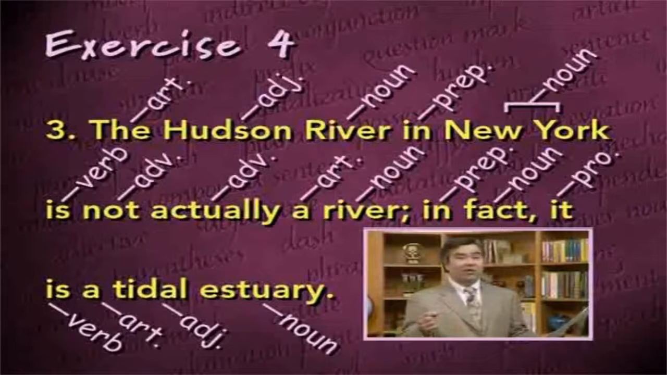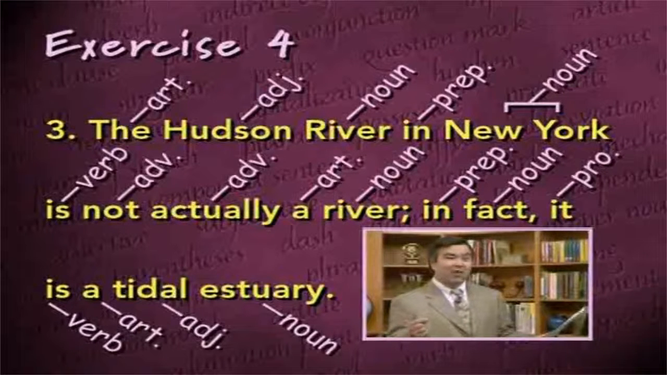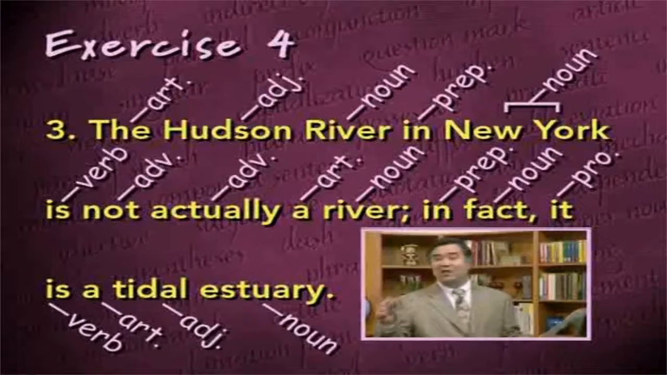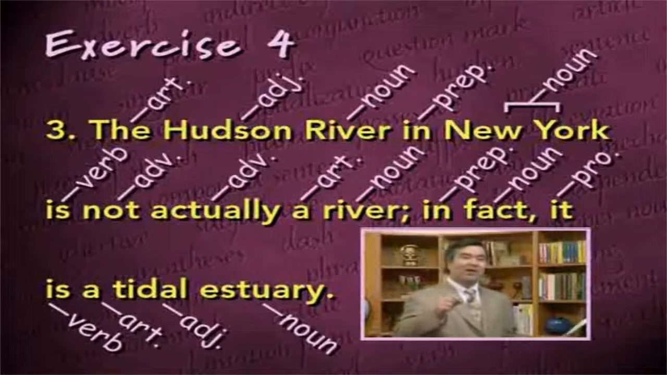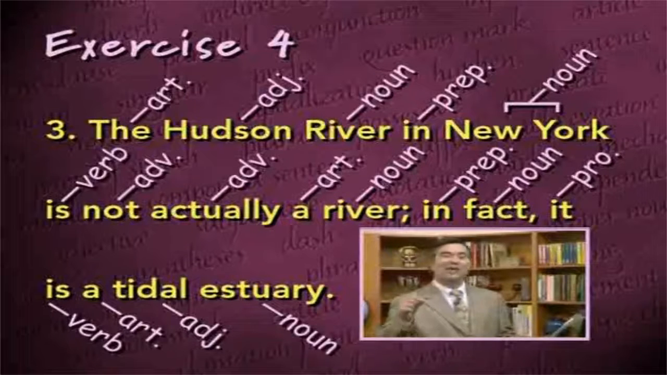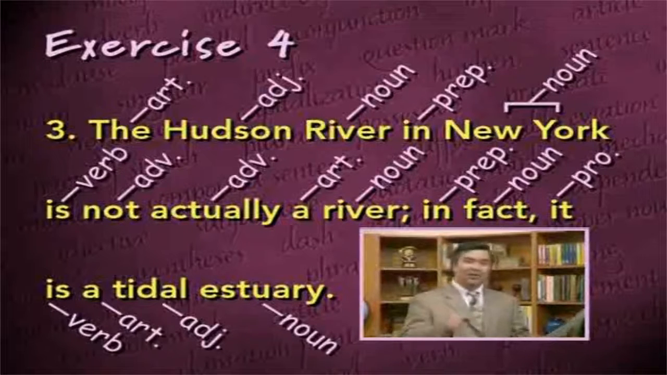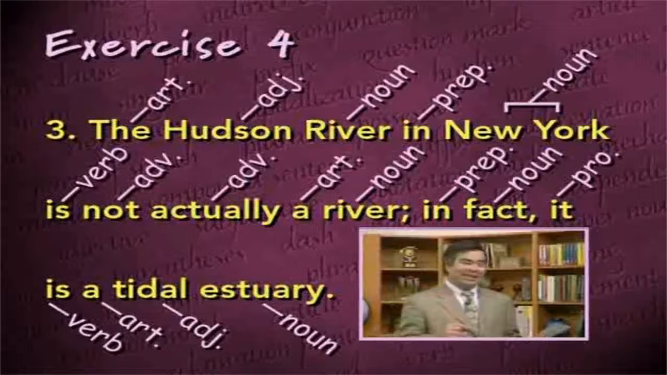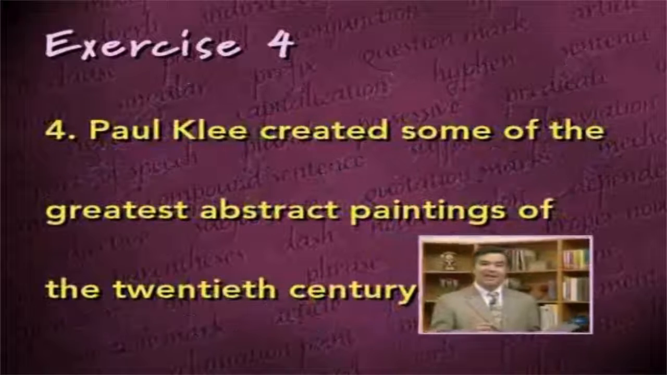So even if you never saw the word estuary before, you can tell it's a noun because the sentence refers to a tidal estuary. And you only put an article in front of a noun. And tidal is an adjective because it tells what kind of estuary. So that's how we would identify the various words in this sentence. How about the next example?